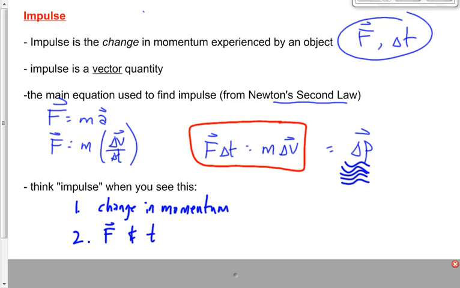The question may not even mention the word impulse. It may not even mention the word momentum. The question may seemingly have nothing to do with momentum or impulse. But if I see a force and a time in the same question, then we know the momentum has to have changed. You can't have a force acting on something over a certain time without changing the momentum. There has to be an impulse. And if there is, then let's use that concept to solve the problem.